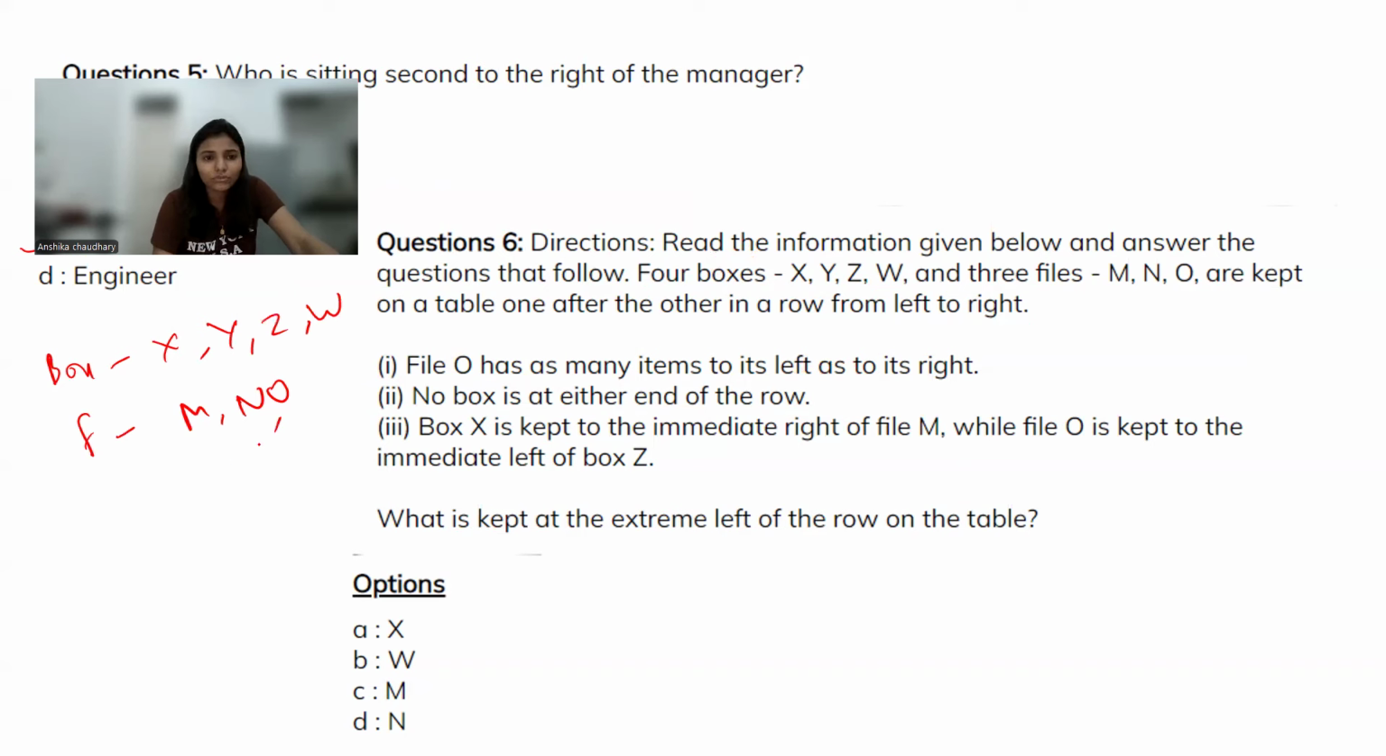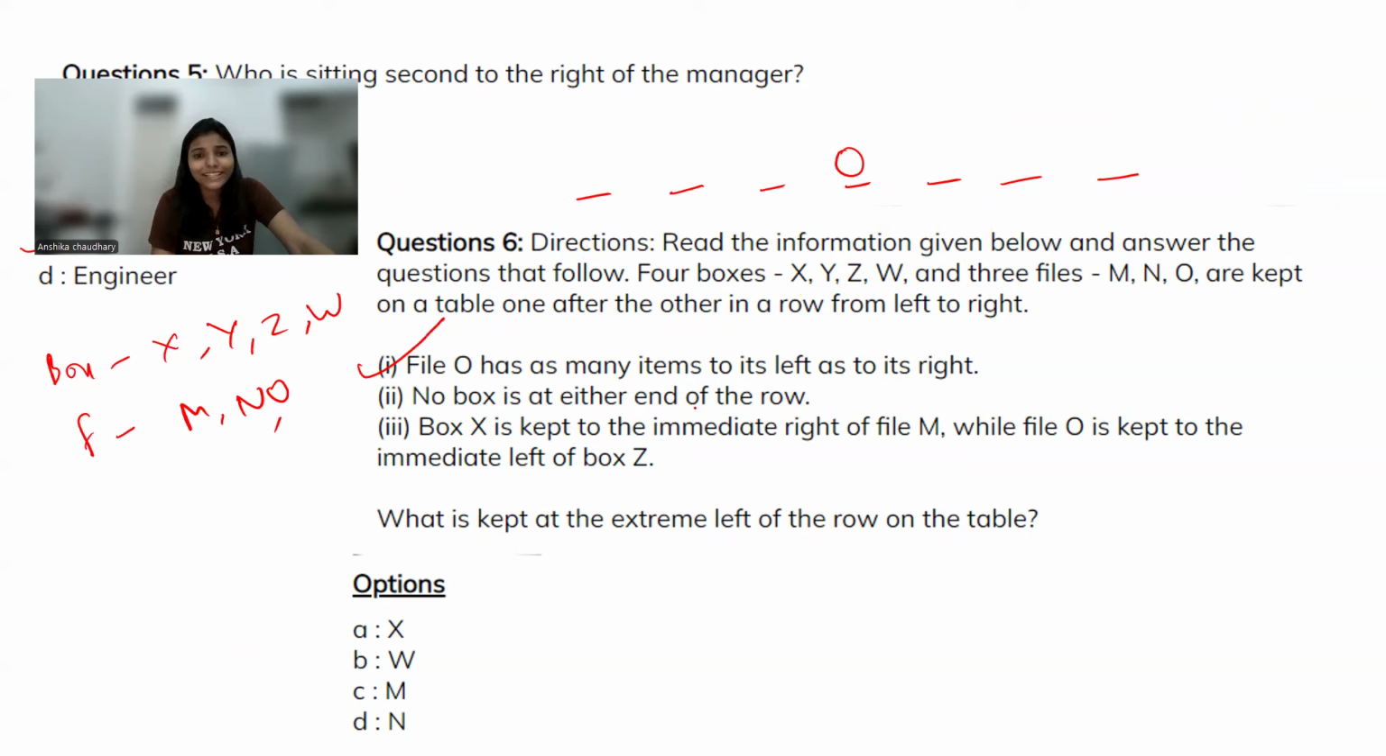Okay, so there are total 7 elements. So 1, 2, 3, 4, 5, 6, 7. Okay, now file O has as many items to its left as to its right. That means file O must be in the middle. So the middle is here, so I'm putting O here. So 3 places are here and 3 places are here. Okay, so we have done with this.